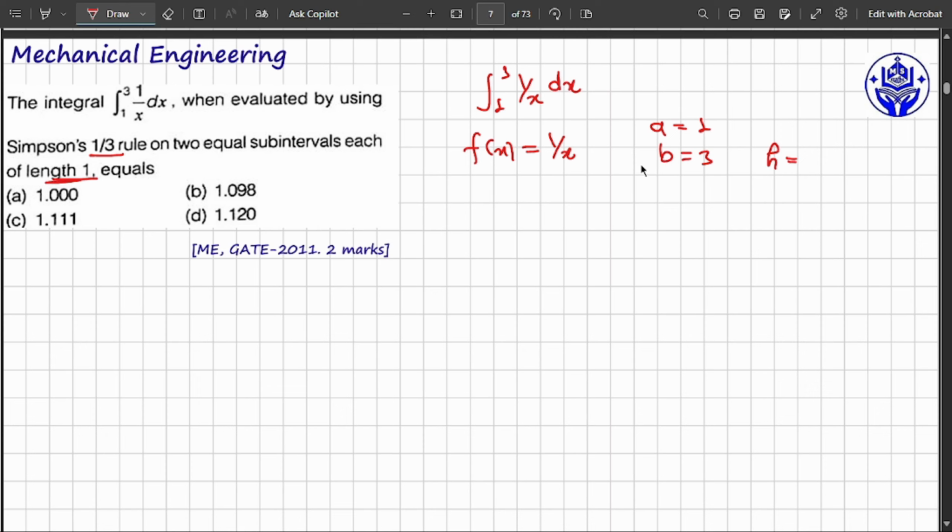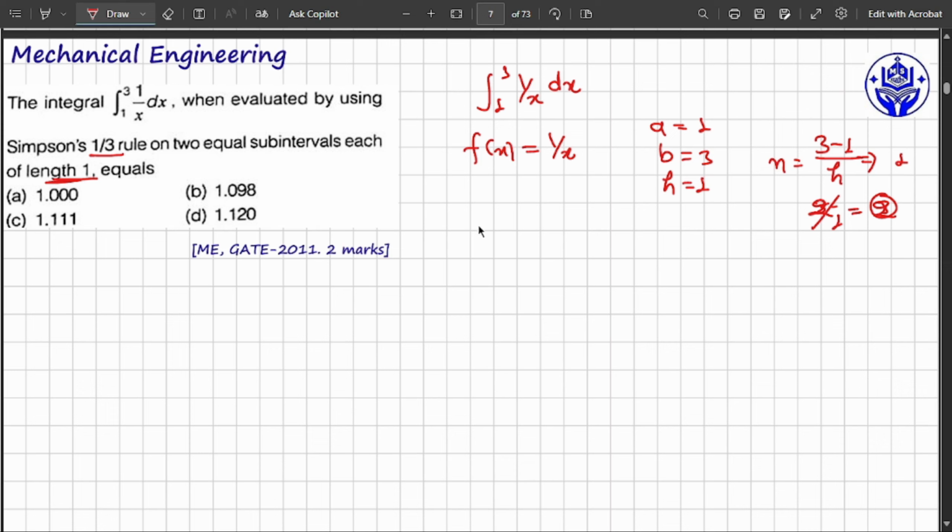It means it will be something like this: (3 minus 1) upon 1 is equal to 2. Wait, the length is given, it means h is given as h = 1. So I will find n. It will be (3 minus 1) by 1, which is 2. So 2 intervals will be there.